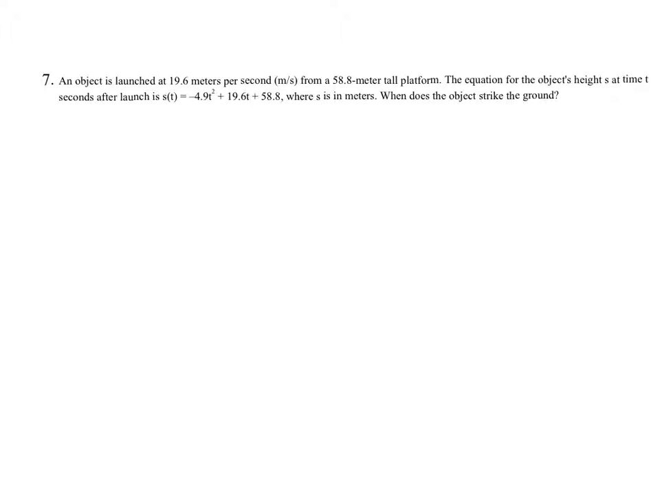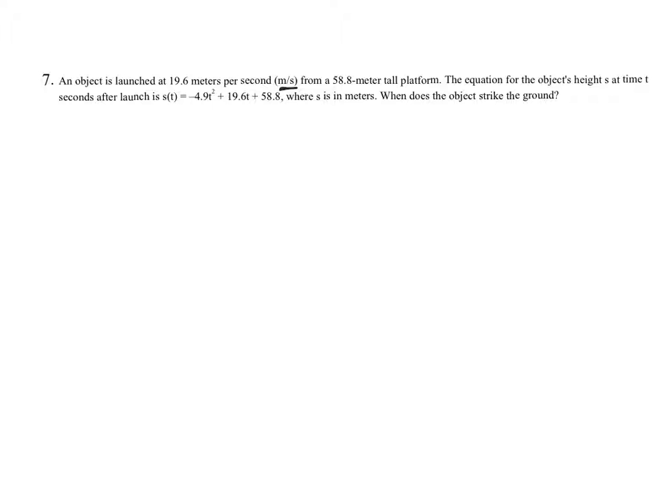Okay, this last problem says an object is launched at 19.6 meters per second from a 58.8 meter tall platform. The equation for the object's height, s, at time t seconds after launch is s of t equals negative 4.9 t squared plus 19.6 t plus 58.8, where s is in meters. And then, when does the object strike the ground?